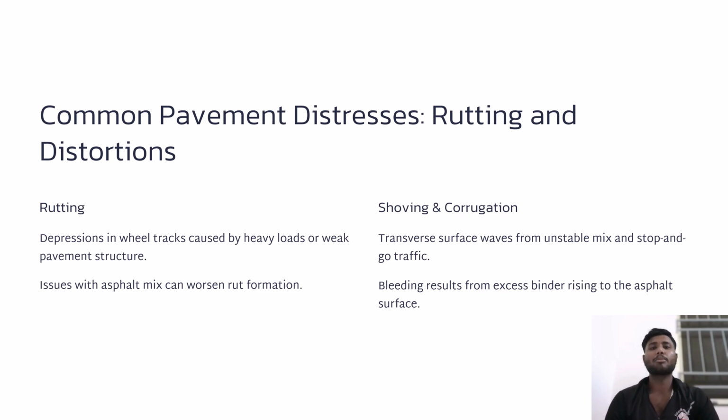Now, common pavement distresses: rutting and distortions. Rutting happens because of depressions in the wheel path, caused by heavy loads or weak pavement structures, or issues with the asphalt mix. Second one is shoving and corrugation: transverse surface waves from unstable mix and stop-and-go traffic, resulting from excess binder rising to the asphalt surface.